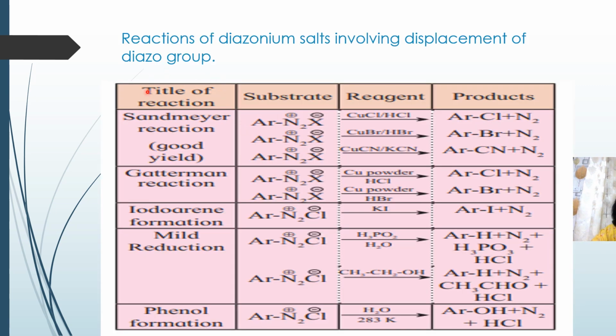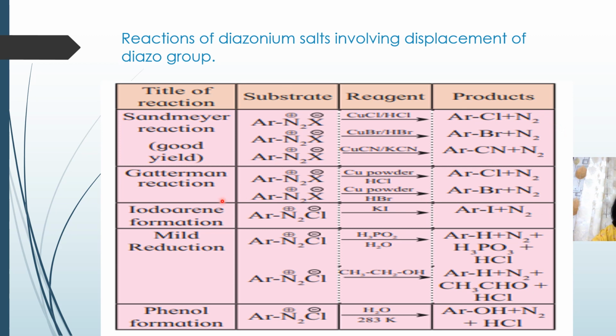Let's see the reactions. So here you see Sandmeyer's reaction. The diazonium salt reacts with CuCl and HCl, giving you chlorobenzene plus nitrogen. Then diazonium halide reacts with CuBr, HBr, and gives you the bromo derivative, bromobenzene. Then the diazonium salt, when reacted with CuCN, KCN, gives you the aryl cyanide. So N2 is a very good leaving group, and it leaves; nitrogen gas is liberated in all the reactions here.